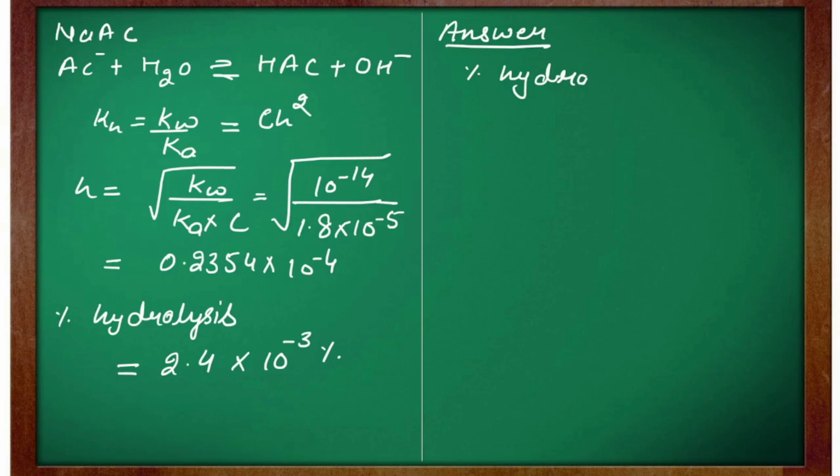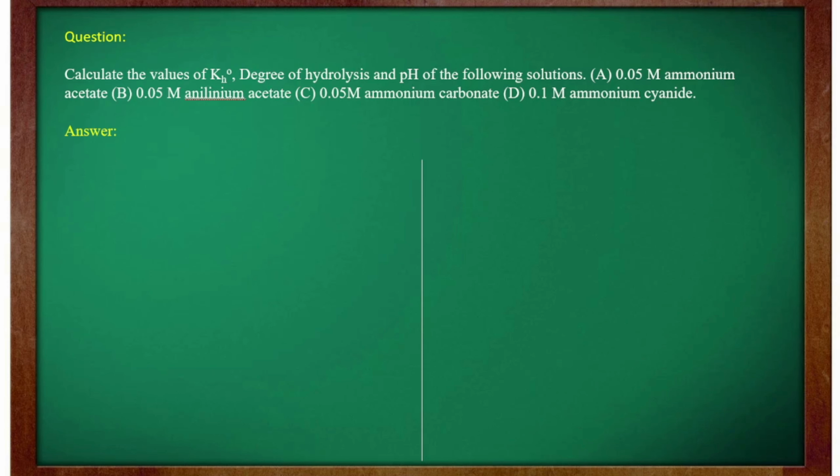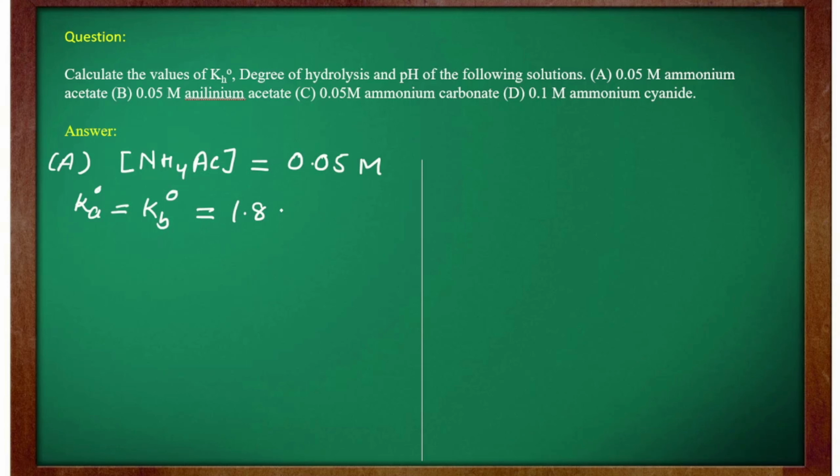Answer: percent hydrolysis of ammonium acetate equal to 0.55% and sodium acetate equal to 2.4 multiply by 10 raised to power minus 3%. In the above question, given concentration of ammonium acetate is 0.05 molar. Dissociation constant of acid and base is 1.8 multiply by 10 raised to power minus 5.